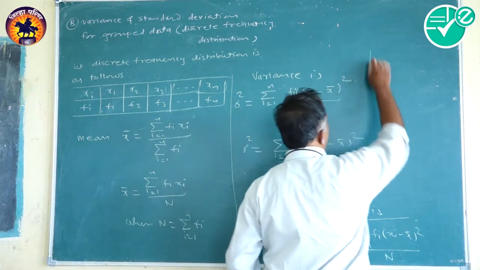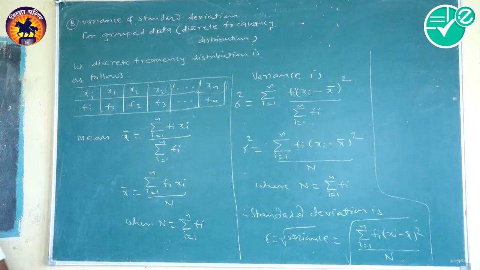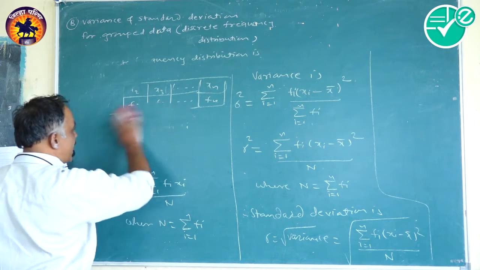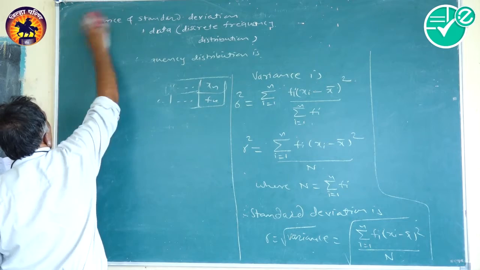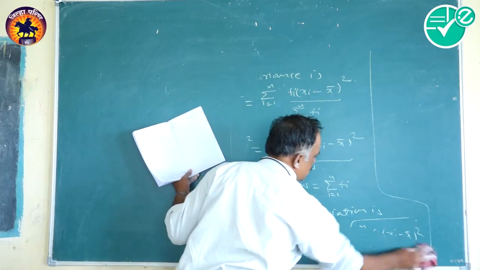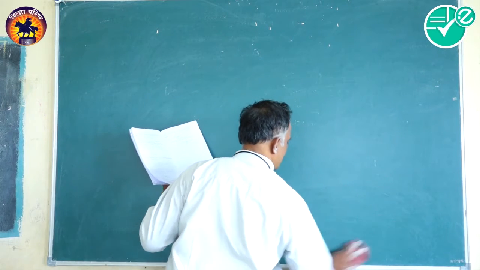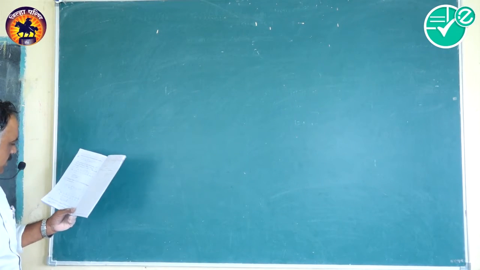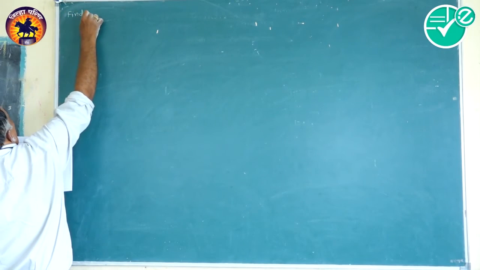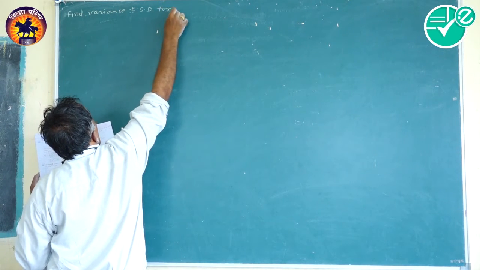Let's try just one single problem, and after that the remaining one, that is, if the given frequency distribution is a continuous frequency distribution, how will we be able to get the variance and standard deviation. Just one example. Find variance and standard deviation for the following data.